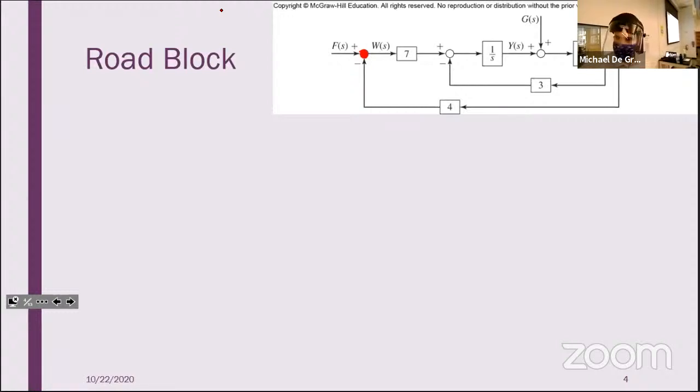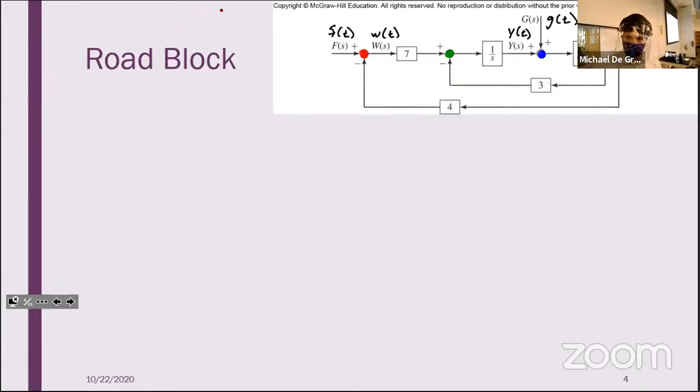What you're going to see right now is I'm going to take these nodes and color code them, because I'm going to address what's happening at these nodes first. If we look at that first red node, I'm going to interchange f of s with lowercase f of t, because we want to do this in the time domain. A capital operator tends to tell you that we are in the Laplace domain, and lowercase is the time domain. So I'm going to refer to these as f of t, w of t.